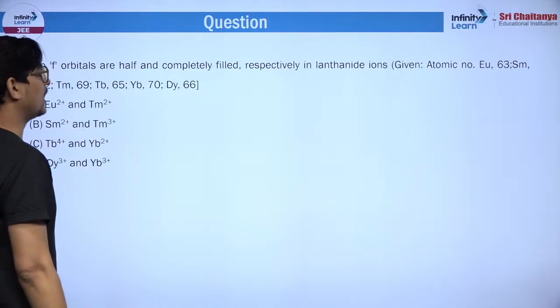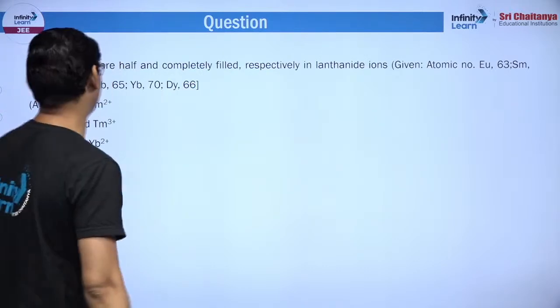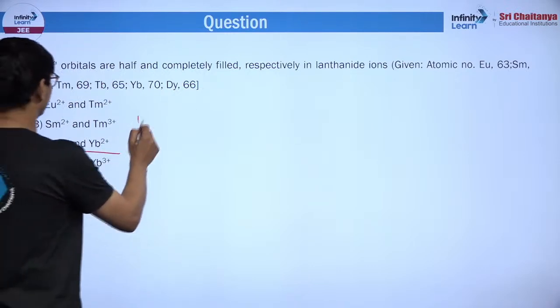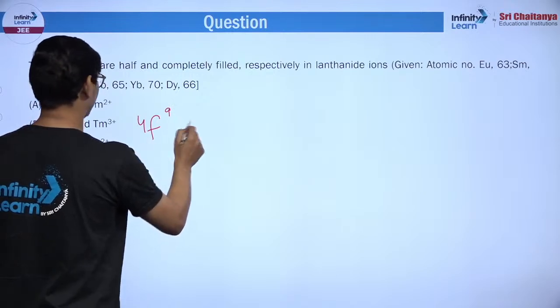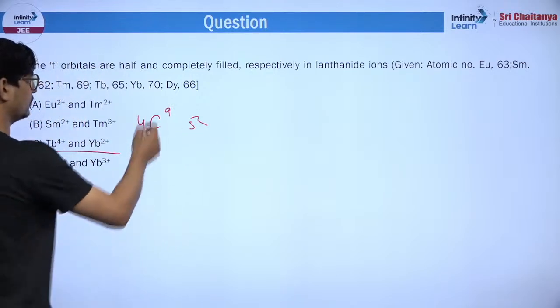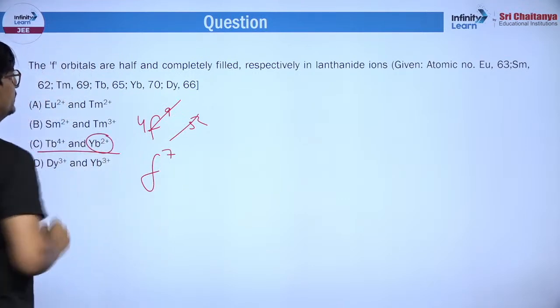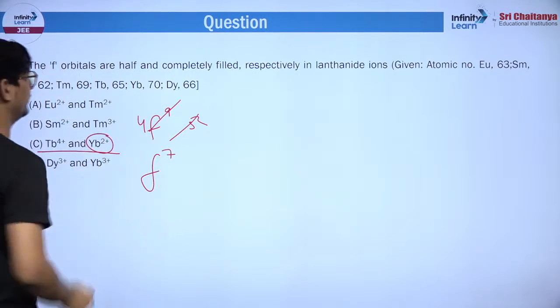The f orbitals are half and completely filled respectively in the lanthanide ion. You can see the electronic configuration: terbium is 4f9 6s2. If you remove 4 electrons, the s2 is removed, and what remains in f is 7. Likewise ytterbium, in which f14 will remain.